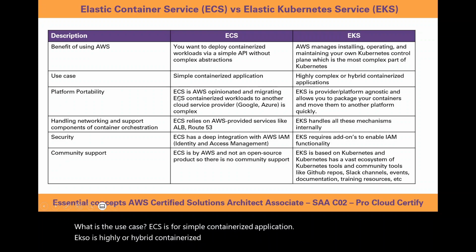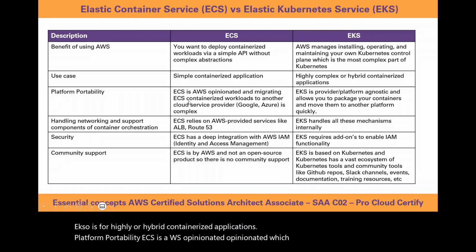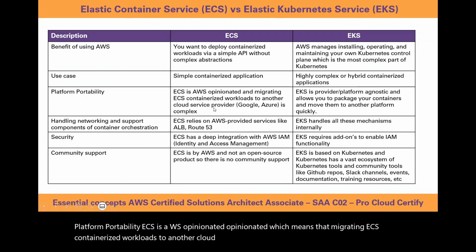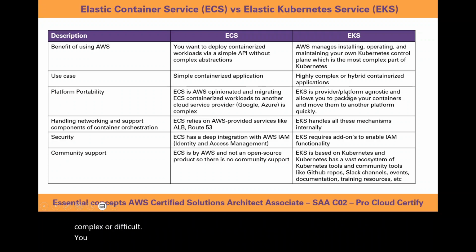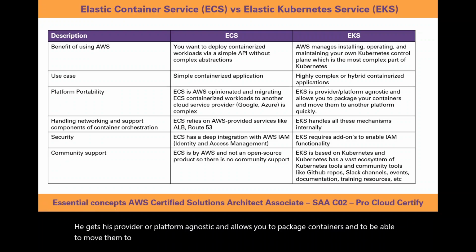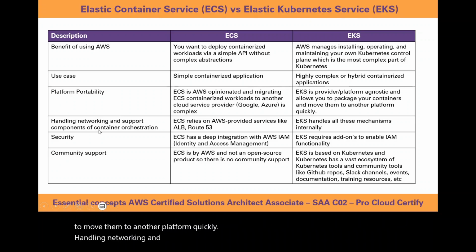Platform portability. ECS is AWS opinionated, which means that migrating ECS containerized workloads to another cloud service provider like Google or Azure is extremely complex or difficult. EKS is provider or platform agnostic and allows you to package your containers and move them to another platform quickly.